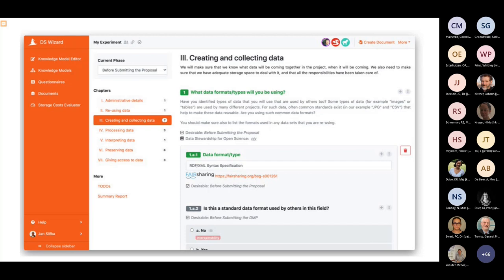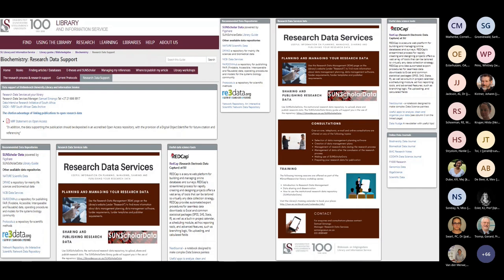Now, in addition to the RDM web pages, the faculty and branch librarians at the library each have a libguide, and each of these libguides includes what's known as a research data support tab, which provides some distilled information about the research data services that are provided in terms of data management planning, consultations, as well as training services that are available.